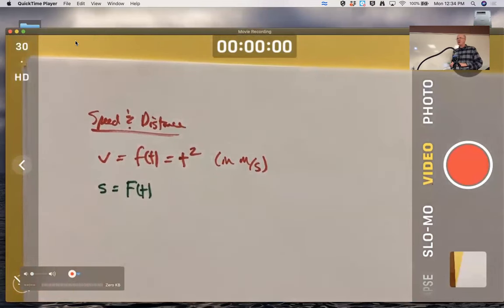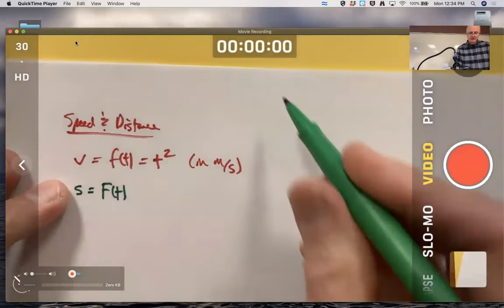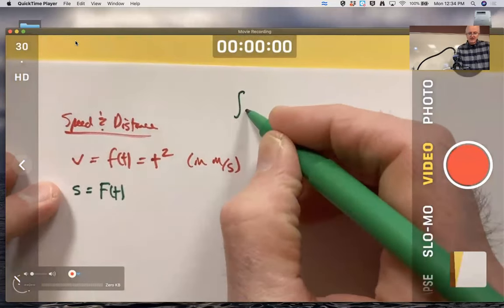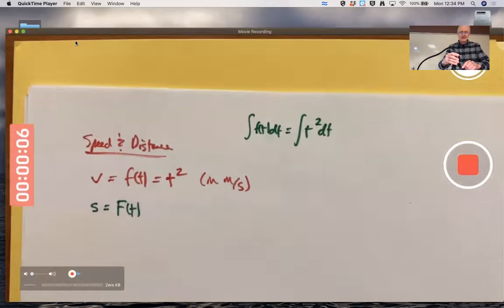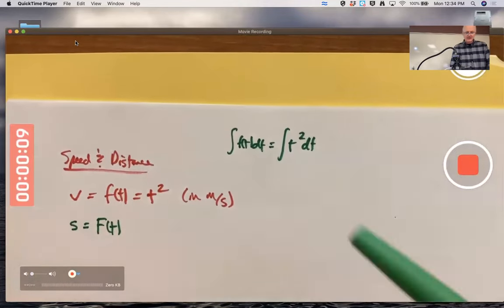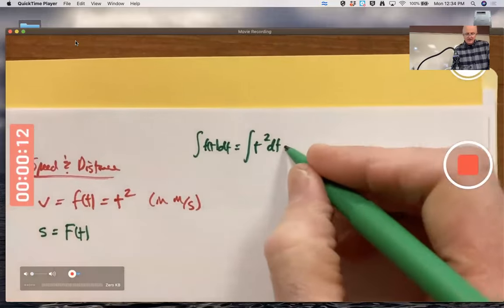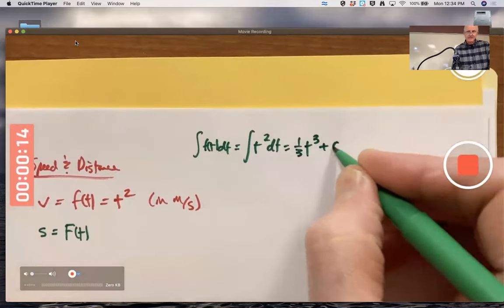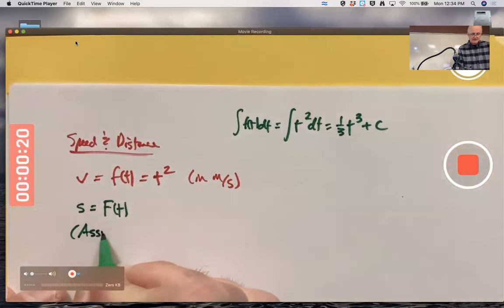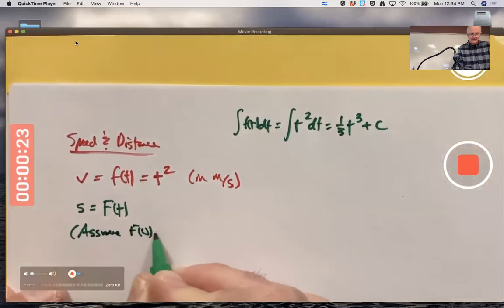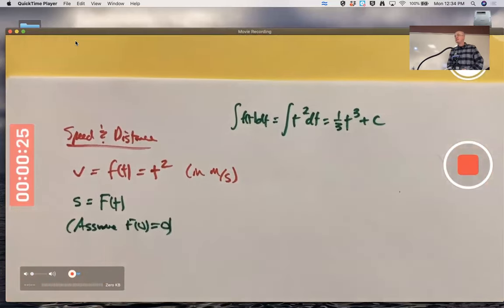And yes, I'll say it once more, you could find capital F pretty easily by just doing an indefinite integral. In fact, I'll even do it up here. Do an indefinite integral of little f, which is t squared. You're going to get 1/3 t cubed plus c. And if you assume capital F of 0 is 0, that means c will be 0.